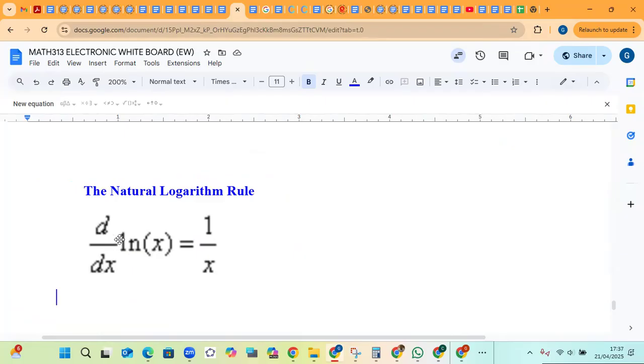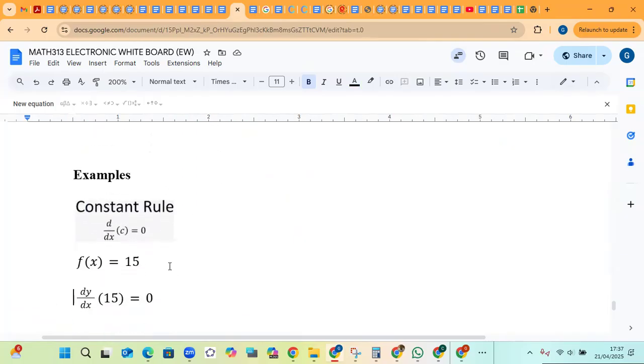And if you have to differentiate such a function, basically just put 1 over x. So these are the rules that we are going to be using. And here you have an example.